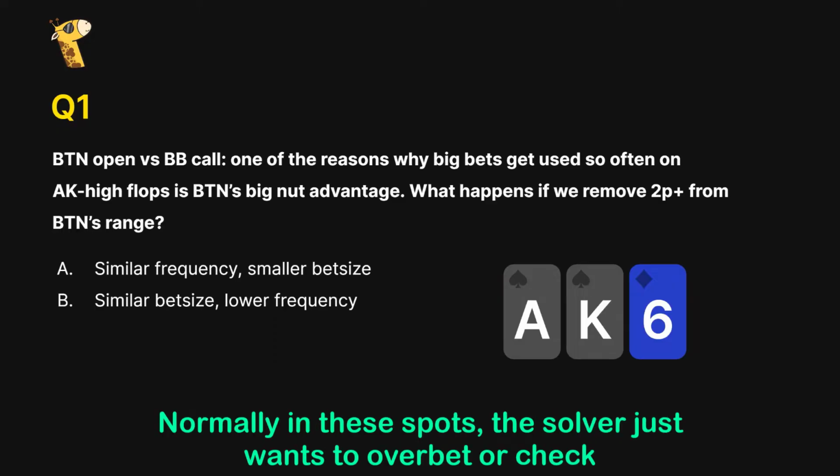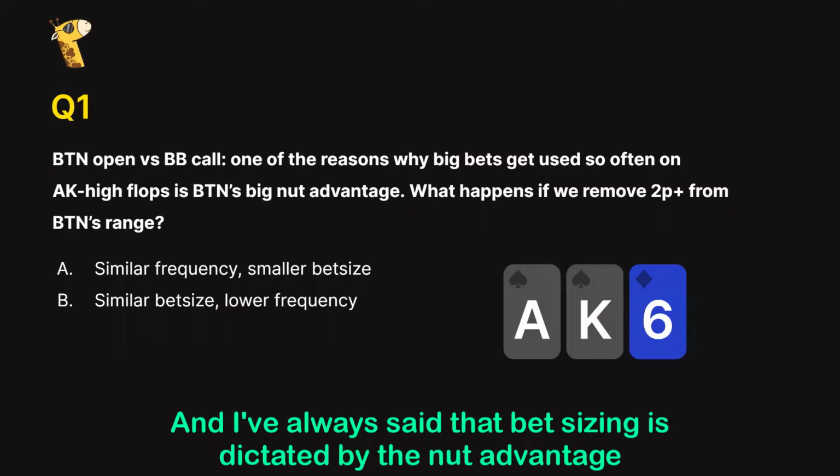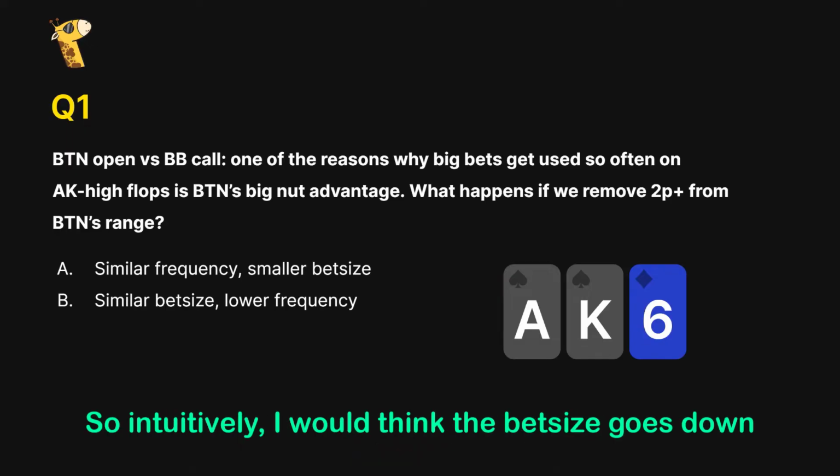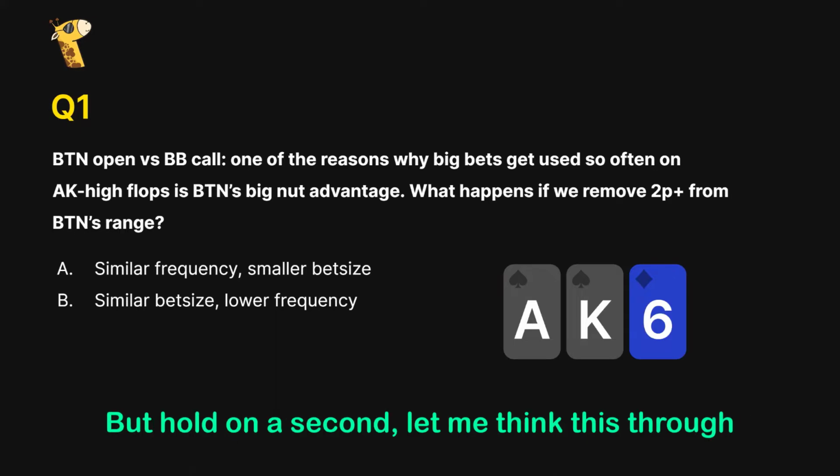Ooh, this is a fun question. So normally in these spots, the solver just wants to overbet or check. And I've always said, and I've always preached that bet sizing is dictated by the nut advantage, but you're removing that nut advantage. So intuitively, I would think the bet size goes down, which is why I guess A, but hold on a sec, hold on.